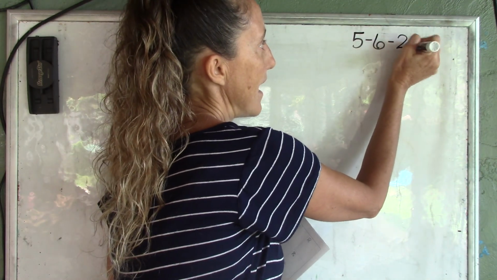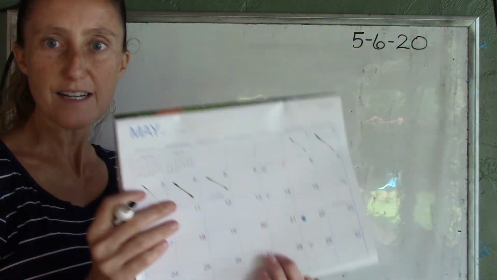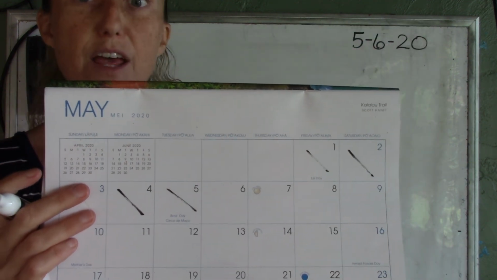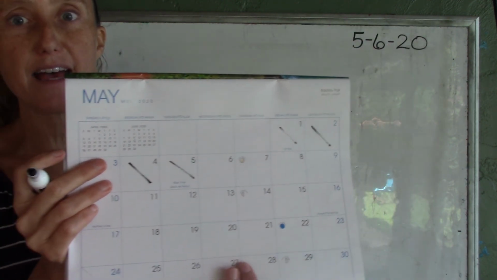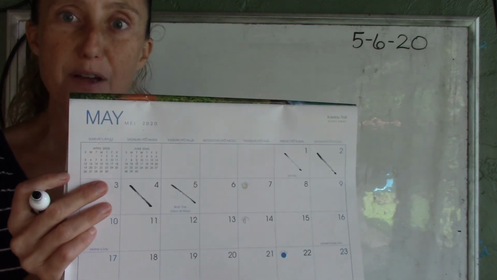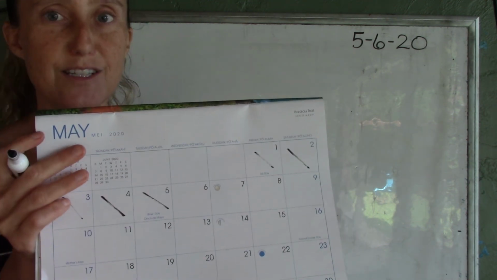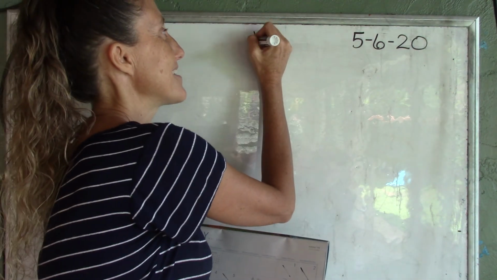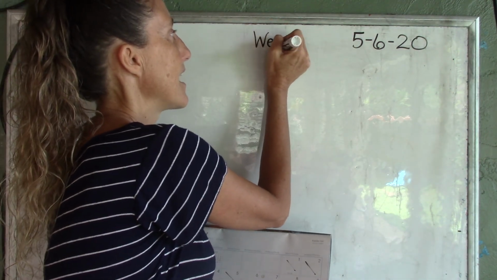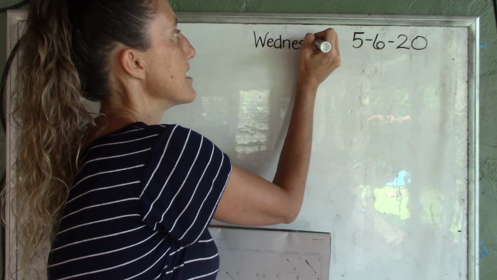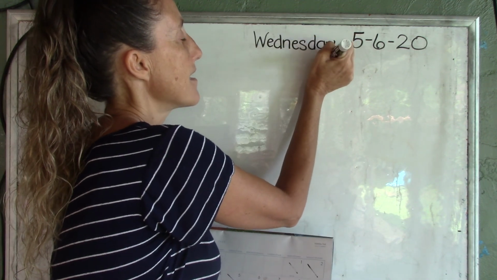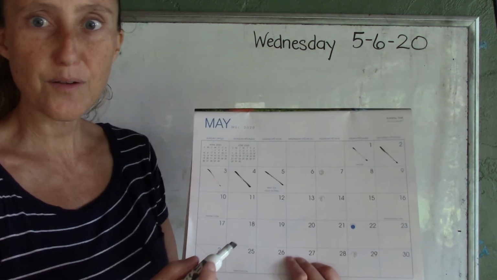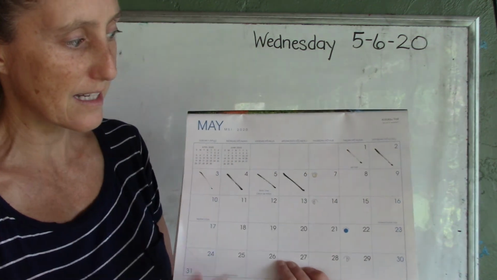2020. And the days of the week are Sunday, Monday, Tuesday, Wednesday, Thursday, Friday, Saturday. If yesterday was Tuesday, then today is Wednesday. Good, Wednesday. May 6, 2020. So we're going to cross off here the 6th day.